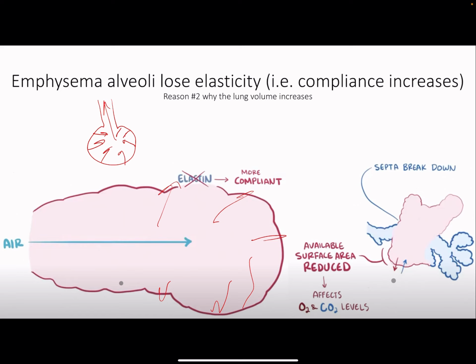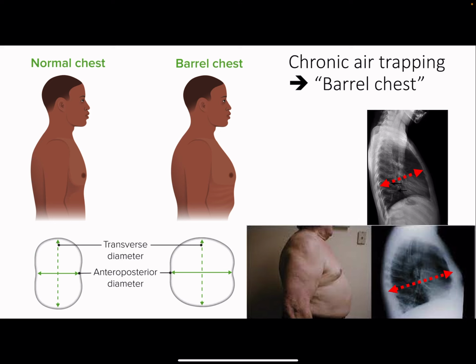Additionally, swelling of the alveoli really breaks down the surface area. You're supposed to have all of these different little septae that keep the alveoli separate. But if everything just swells, it kind of becomes one big blob. This reduces the surface area. Like we said, the anterior-posterior diameter increases, this barrel chest. You can see it there.